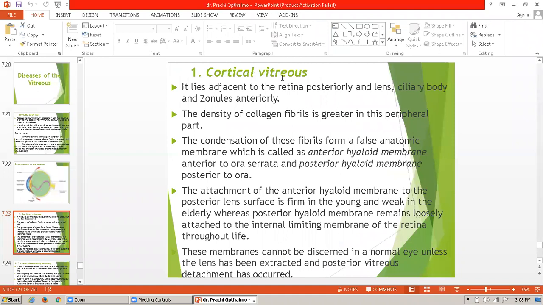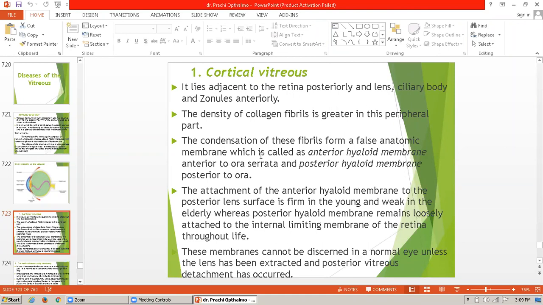Then the cortical vitreous lies adjacent to the retina posteriorly and the lens. So the vitreous is attached anteriorly to the lens, ciliary body and zonules, and the retina is situated posteriorly to the cortical nucleus. The density of collagen fibrils is greater in this peripheral part.